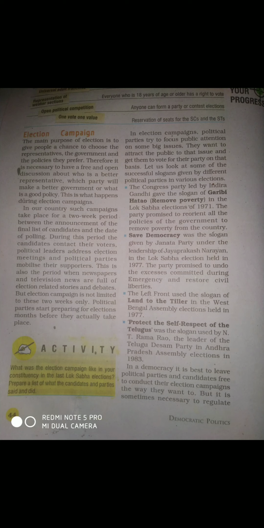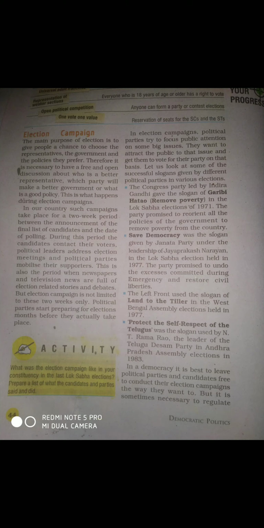In our country, such a campaign takes place for a 2-week period between the announcement of the final list of the candidates and the date of polling. So, the election campaign in India takes place for a 2-week period between the announcement of the final list of candidates and the date of polling. During this period, the candidates contact their voters, and the political leaders address election meetings. And political parties mobilize their supporters so that they can collect votes for them.